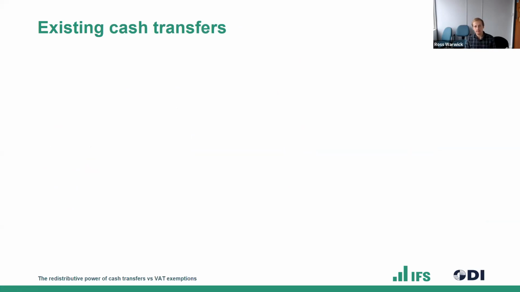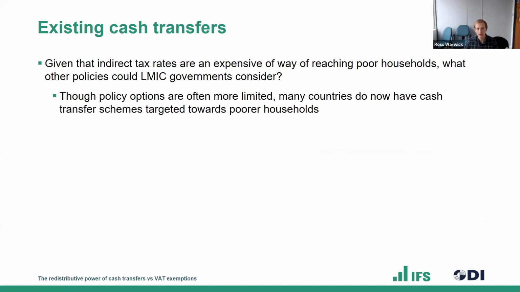So we've shown from that analysis of existing preferential VAT rates that they're large, and they're not that well targeted towards poorer households. What other policies might governments in low and middle income countries be able to consider? As suggested before, policy options tend to be more limited in these contexts, but many countries do now have cash transfer schemes targeted towards poorer households, and that's what we consider next.